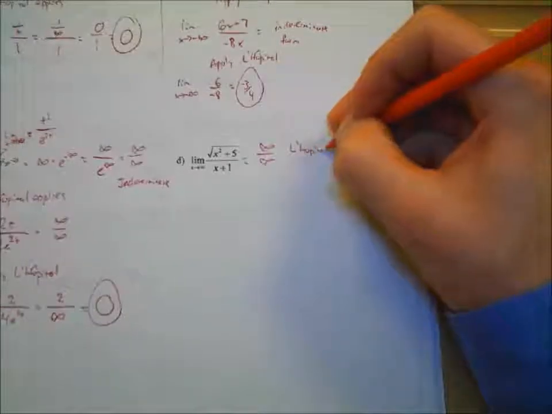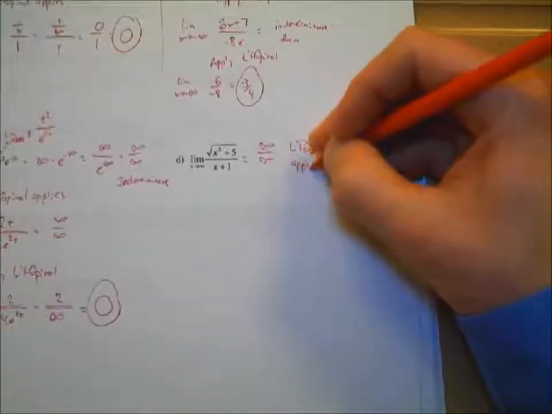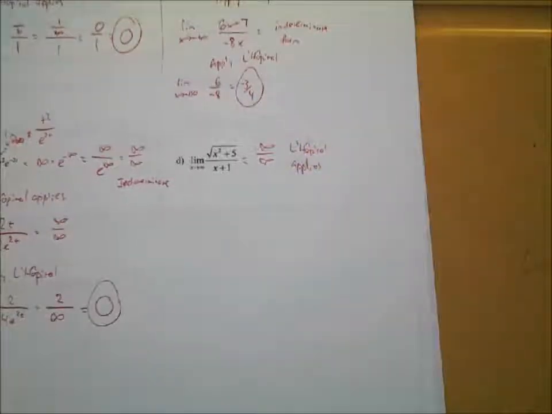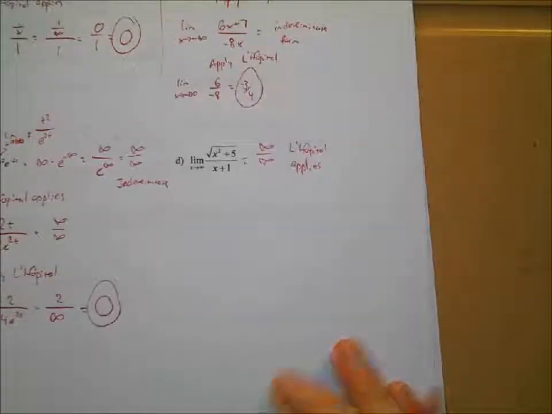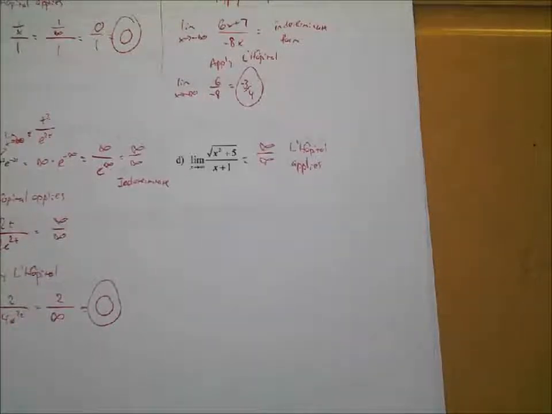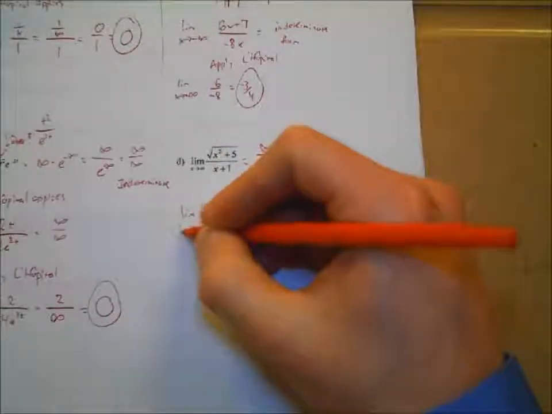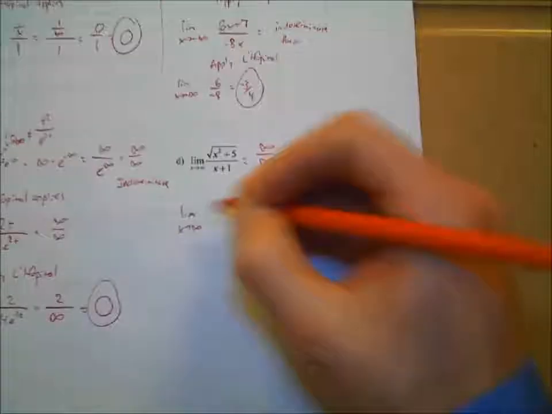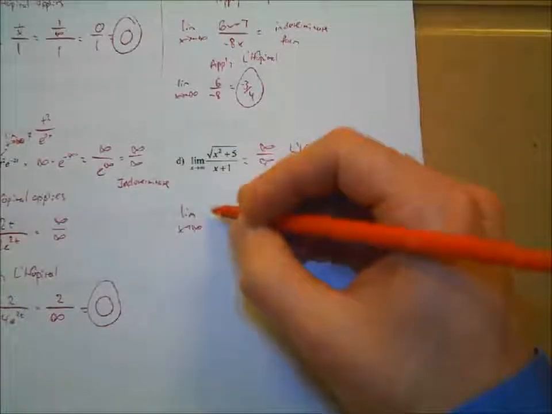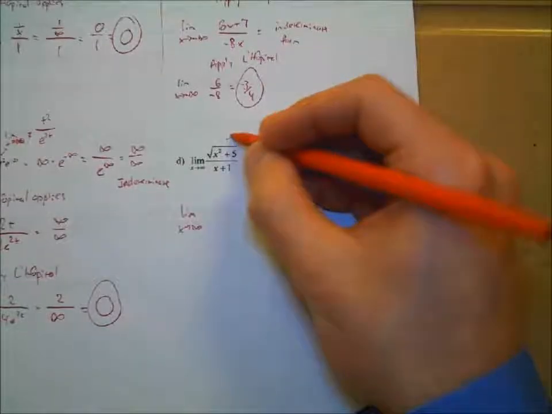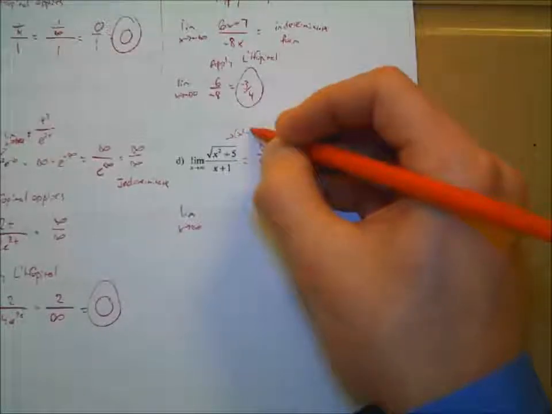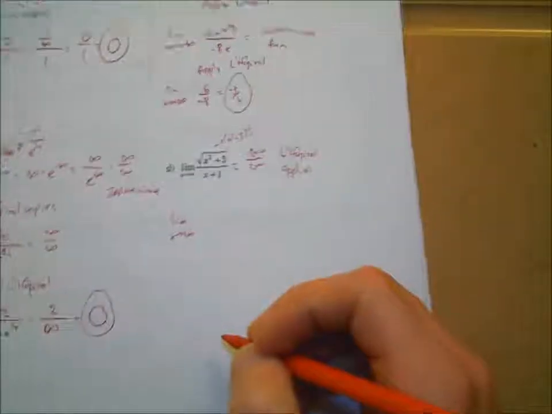Let's try this next one here. All right. Letter D. We'll plug in infinity here. Infinity squared is infinity plus 5. Infinity squared of infinity is still infinity. So we have infinity over infinity. So again, it's indeterminate. L'Hopital applies here.